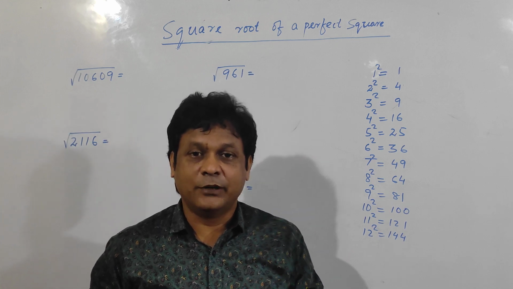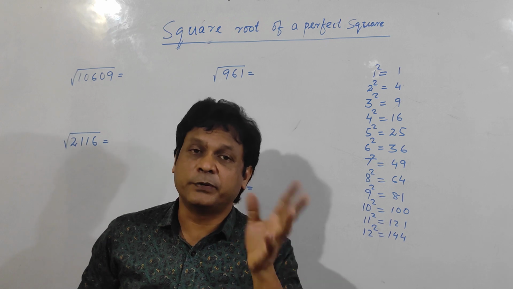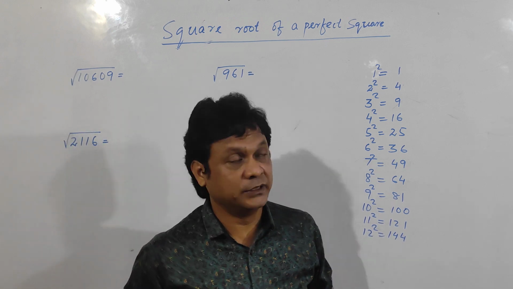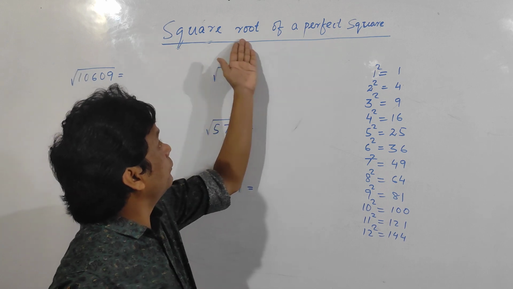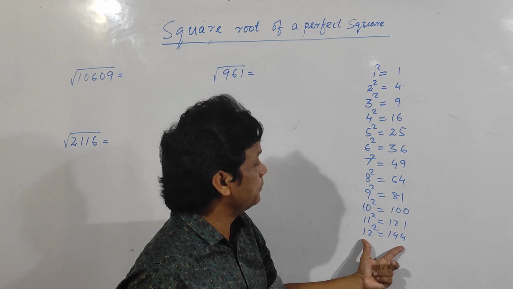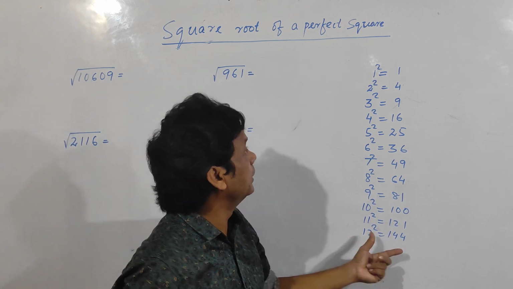Hello everybody. I have already told you how to find out the cube root of a number, cube root of a perfect cube, and square root of an imperfect number. Now I am going to tell you how to find out the square root of a perfect square. For that you have to remember the squares of numbers up to 20 for all competitive examinations. Clear?